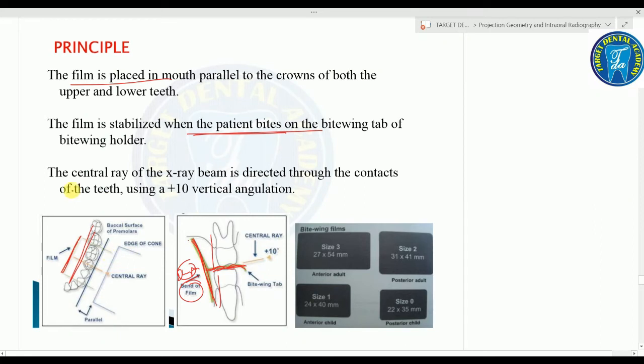The central ray of the X-ray beam is directed through the contacts of the teeth. These are the contacts. It uses a +10 vertical angulation. Very important, commonly asked question.